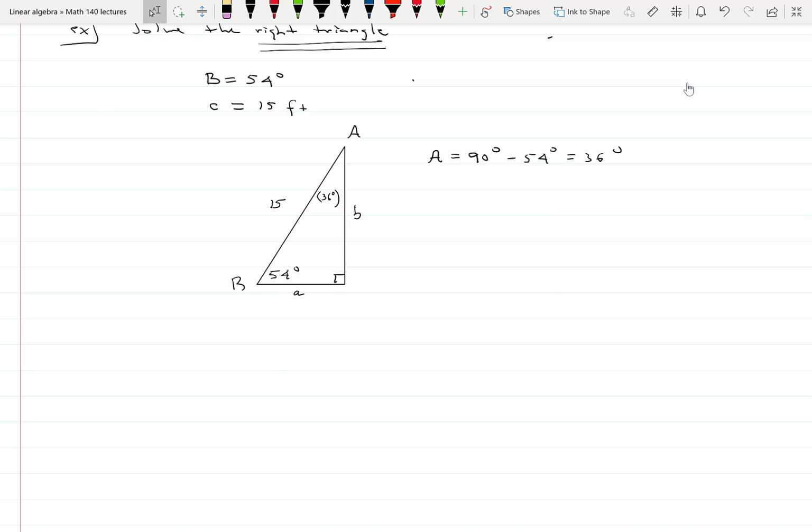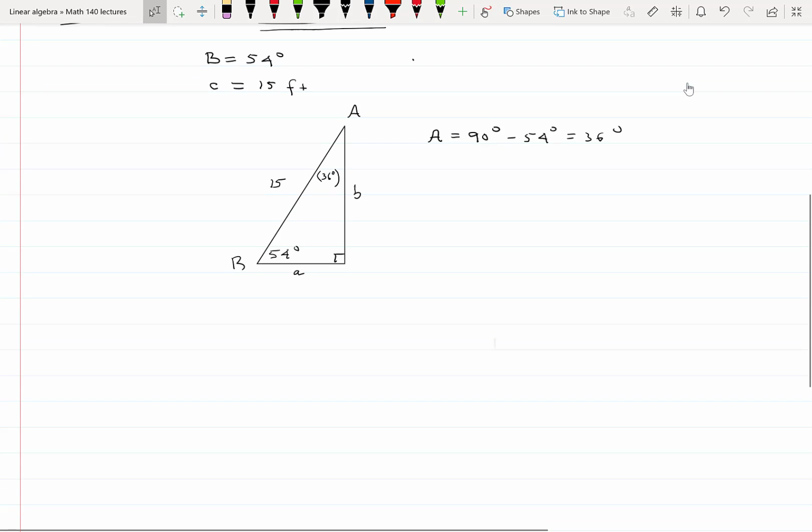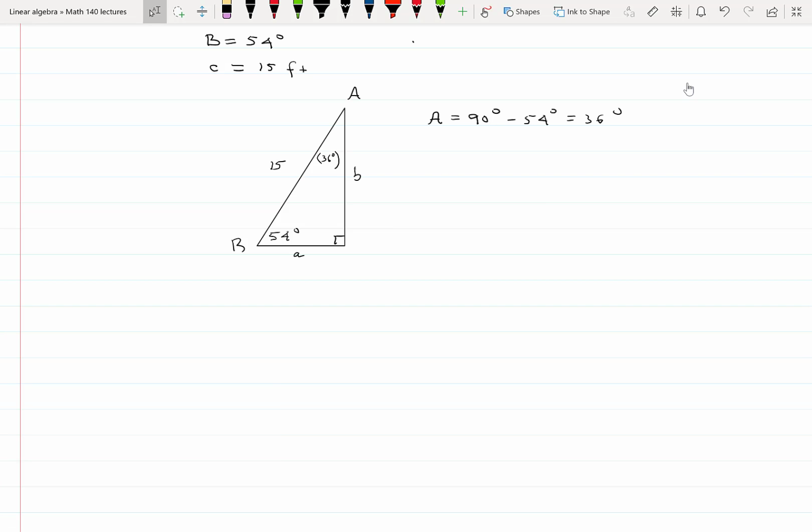The next thing we want to try to find is either a or b, and it makes no difference. Suppose I want to hunt for, let's say, a. To find a, I'm going to use some trigonometry. I'm given the hypotenuse is 15. I'm looking for a. So what is the quotient of a and 15? What is a over 15? That a over 15 is adjacent over hypotenuse, looking at the angle 54. And adjacent over hypotenuse is the cosine of 54 degrees.